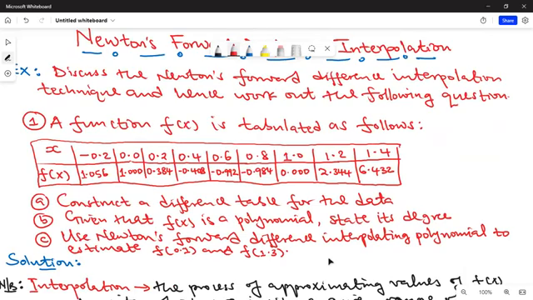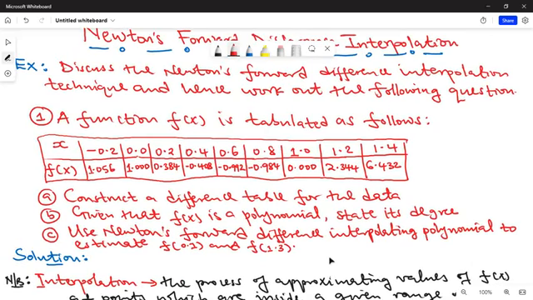So this is the table of data. We have the x values and the f of x values. In the first part, we need to construct the difference table for the data. We also need to state the degree of the polynomial f of x, and also predict f of 0.1 and f of 1.3. So I'll take you down.